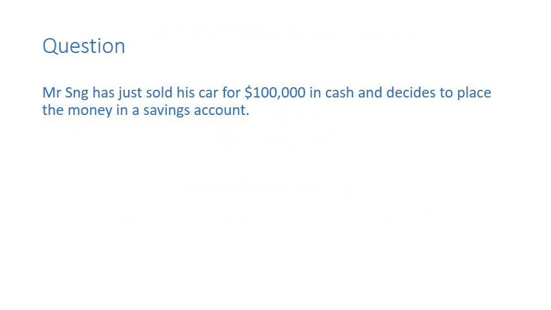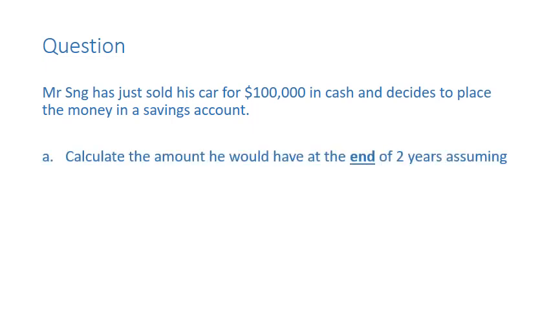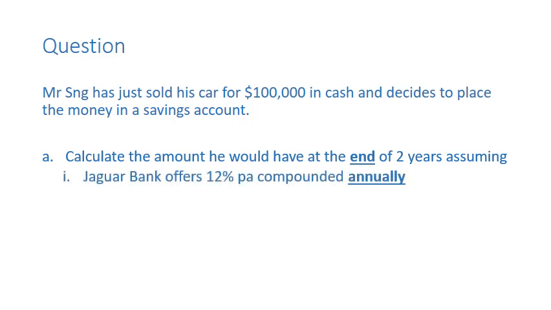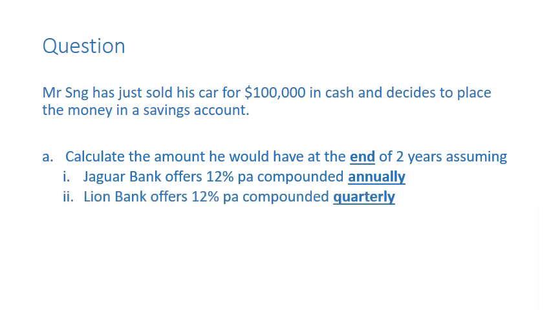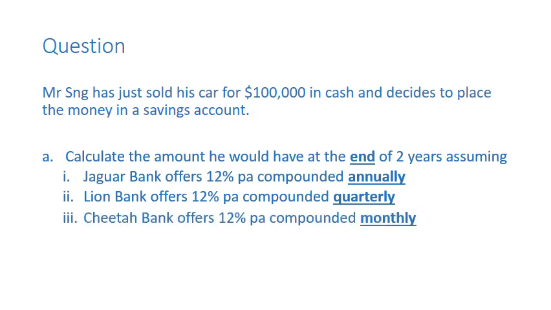Mr. Seng has just sold his car for 100k in cash and decides to place the money in a savings account. Calculate the amount he would have at the end of 2 years, assuming Jaguar Bank offers 12% per annum compounded annually, Lion Bank offers 12% per annum compounded quarterly, and Cheetah's Bank offers 12% per annum compounded monthly.